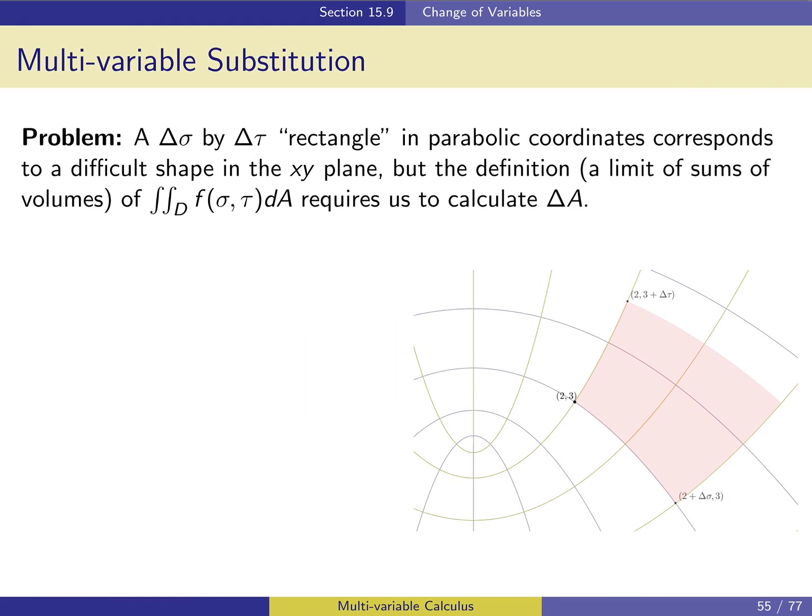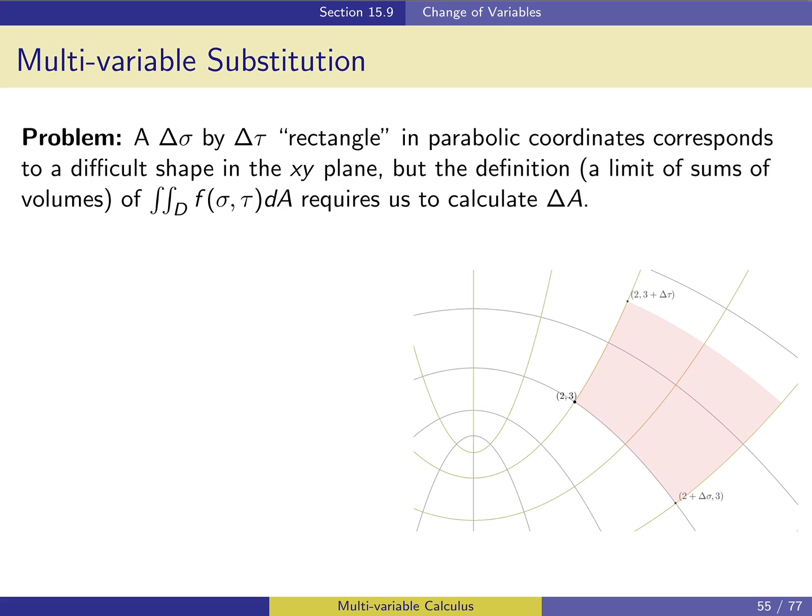Here's the problem. If you want to integrate in terms of sigma and tau a function f(sigma, tau) dA, then you would integrate this, at least most conveniently, over small rectangles delta sigma by delta tau. But what do those rectangles actually look like?